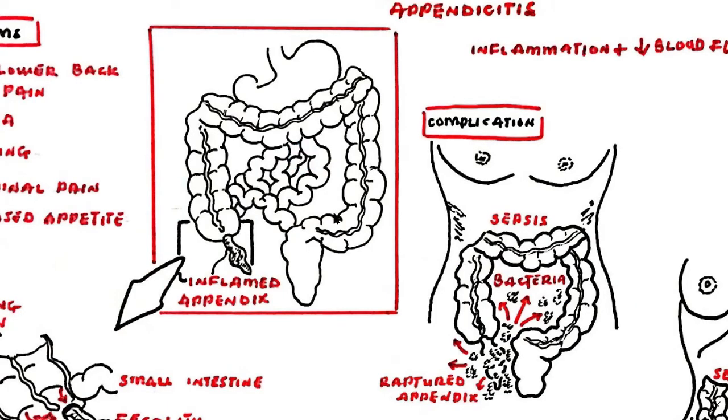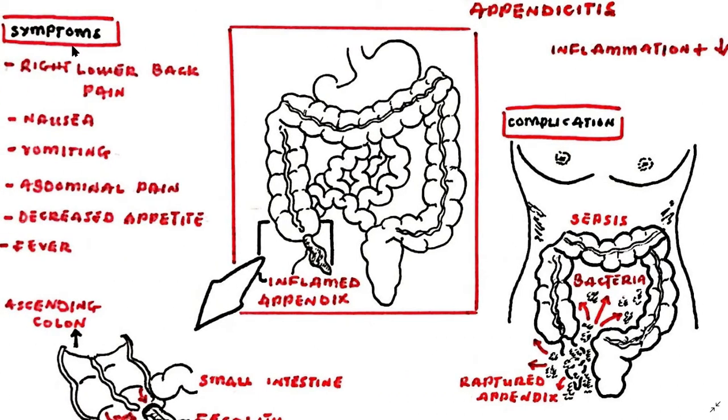Hi, appendicitis is inflammation of the appendix. Symptoms commonly include right lower abdominal pain, nausea, vomiting, decreased appetite, and fever.